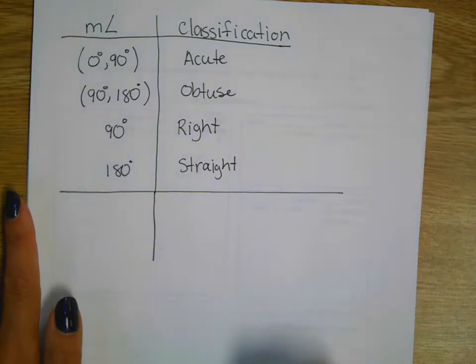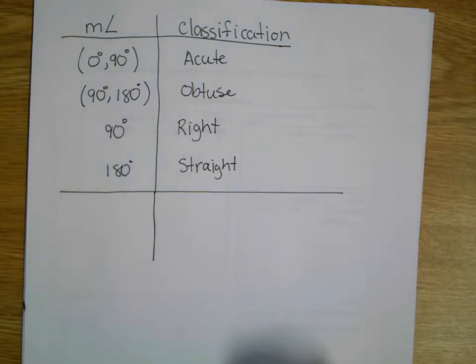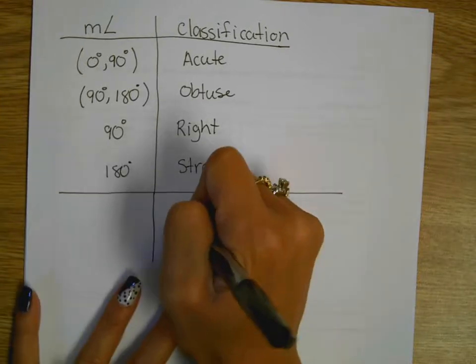This one's going to be our two special pairs. If they come in a pair and they add up to a magic number, we had two categories there. Do you remember what those two categories were? A pair of angles that add up to a special number. Complementary, and supplementary. So they come as a pair.